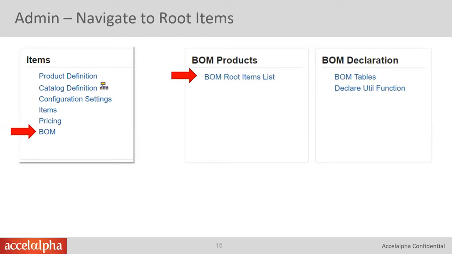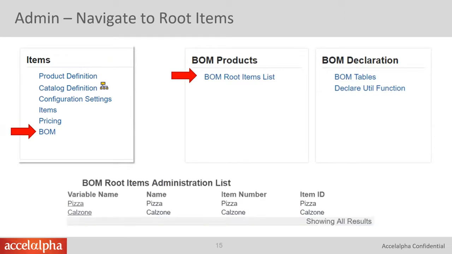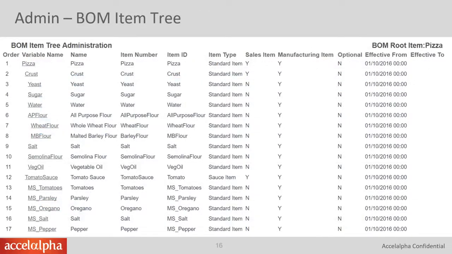We're going to look at the BOM root items list. Clicking on that reveals all of our root or top level items. In this case, we have a pizza and a calzone, which is nothing more than a folded pizza. Clicking on pizza will reveal the UI representation of the BOM item definition table. This is just the first 17 rows because my entire skeleton BOM didn't fit, and I wasn't able to screenshot the whole thing, so it's only a portion of it.